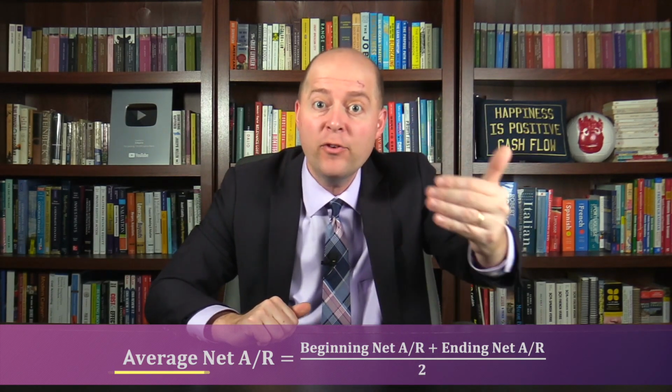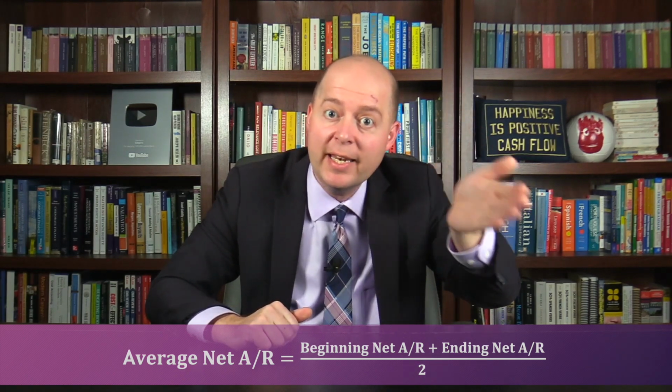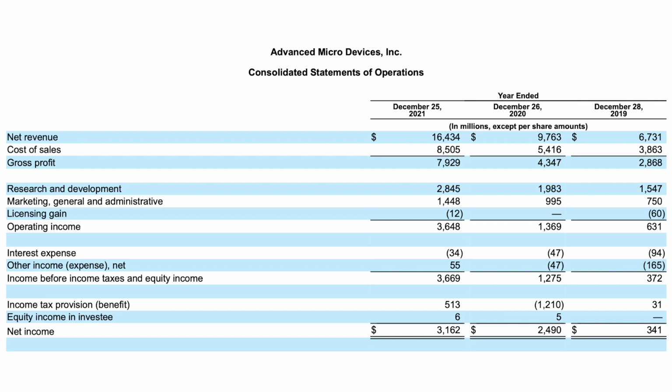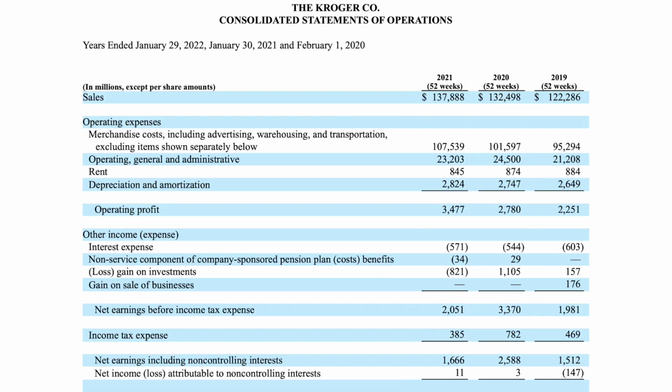Now, to find the average net accounts receivable, you just take the net accounts receivable from the beginning of the year and add that to the net accounts receivable at the end of the year and divide by 2. If you're using quarterly data, you'd add the net accounts receivable for all 4 quarters and then divide by 4. Now, to find total credit sales, you can usually just take the net sales figure from the company's income statement.